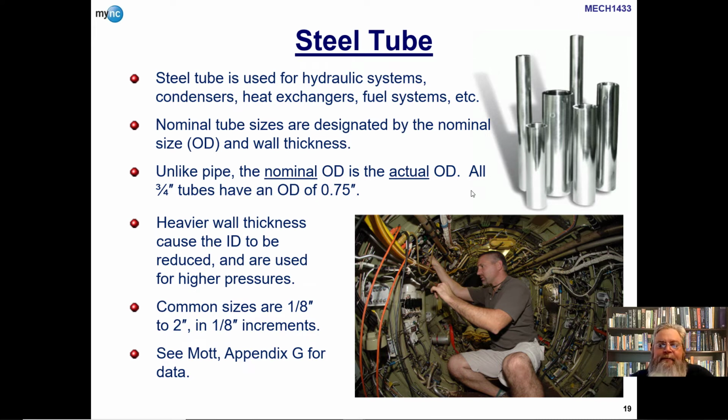And again, like pipes, as the wall thickness goes up, the inside of the tube gets smaller, but the outside stays the same. So all 1 inch tubes have the same 1 inch outside diameter, and it means that you can use clamps and things like that for 1 inch tubes. They all fit.